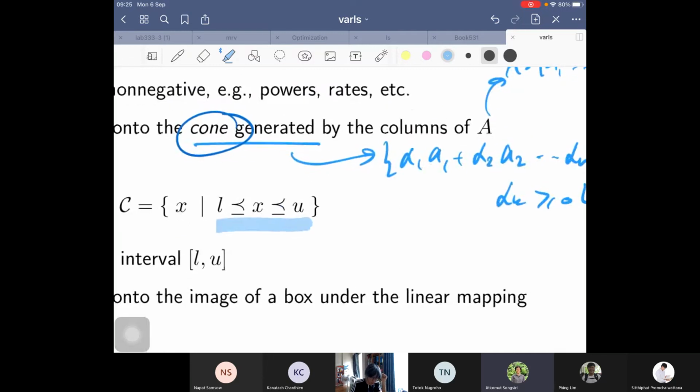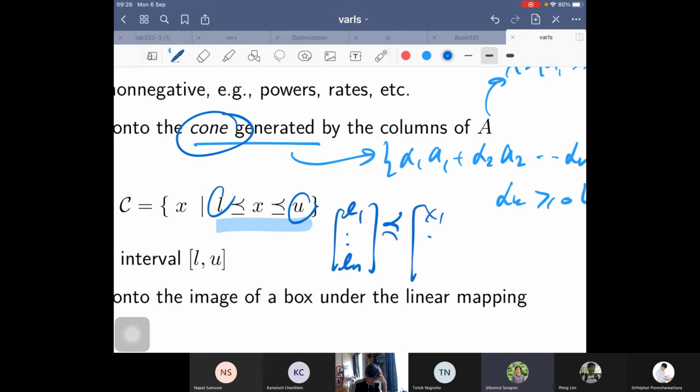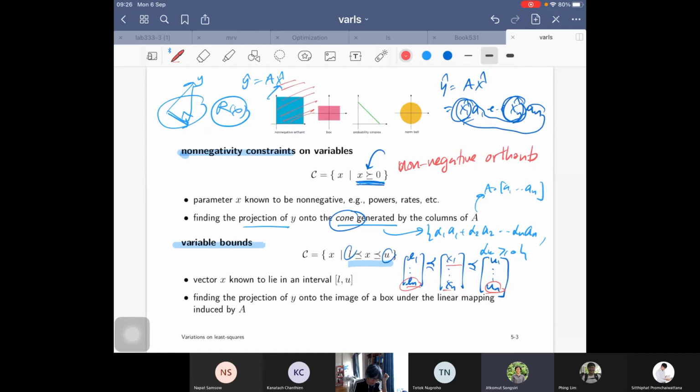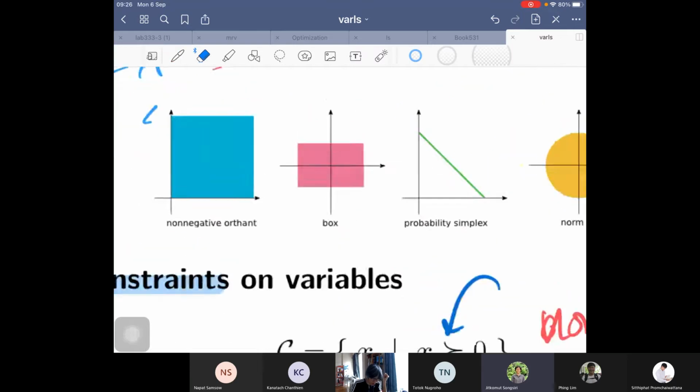Okay, now we use the vector notation again, but what we mean is that your l is a vector l1 up to ln, your x is x1 up to xn, and the upper bound is given by the vector u. So each entry has its own lower bound and upper bound. Geometrically, this is called a box constraint.